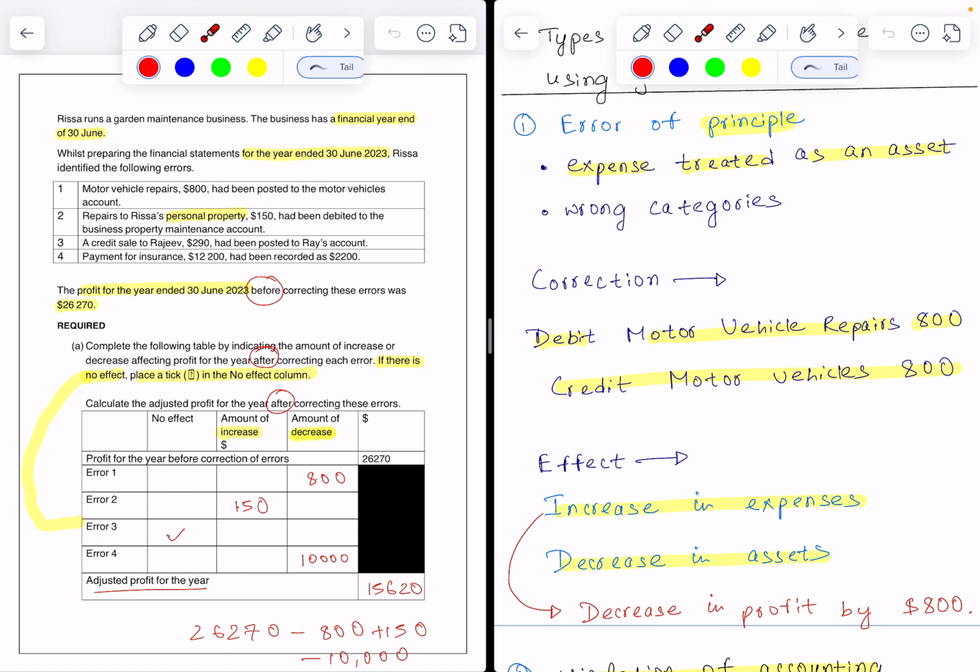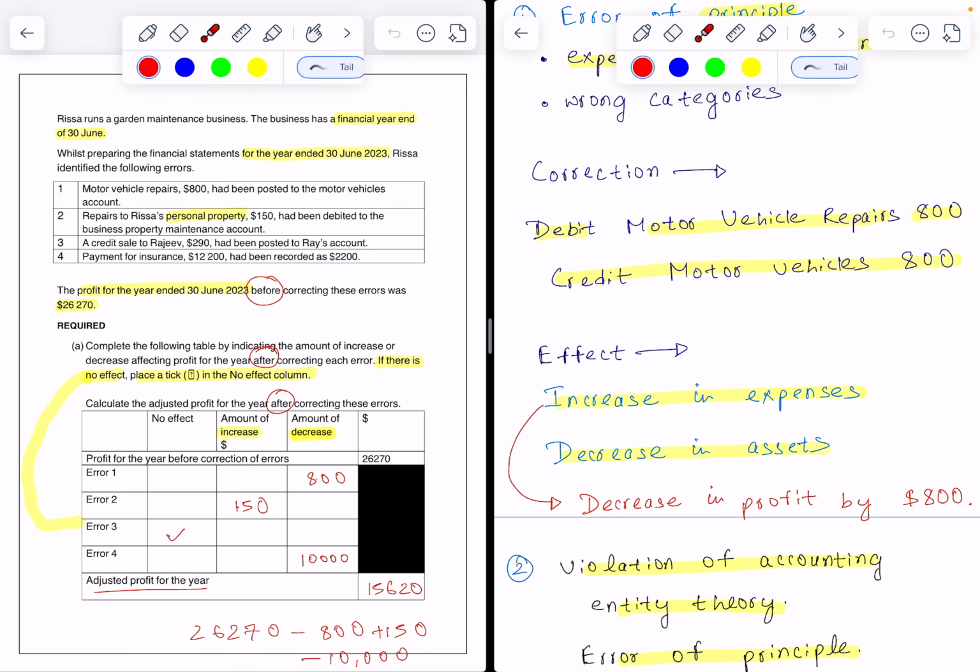Based on the correction we have done, we understand that there is an increase in expenses when we are debiting motor vehicle repairs, and there's a decrease in assets when we are crediting the motor vehicles account. So when expenses increase, what happens to profit? Profit should decrease because expenses and profit have a reciprocal relationship, which means when expenses go up, profit should go down because we end up subtracting more from the net sales revenue or from the gross profit. So when expenses go up, our profit should go down, and the amount that profit should go down is by $800.